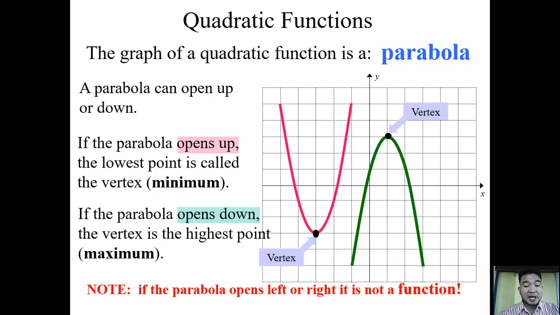Note that if the parabola opens left or right, it is not a function. So if the parabola opens to the left or opens to the right, it is not a function.